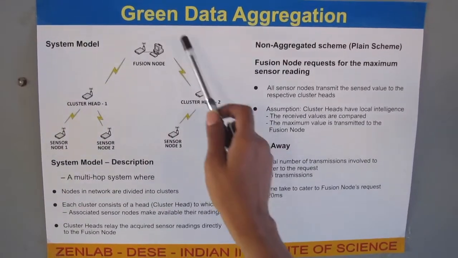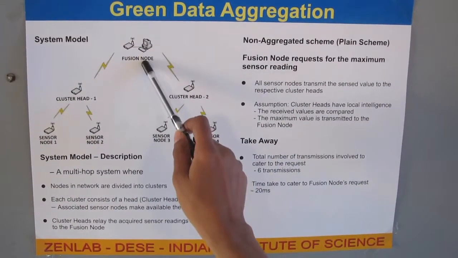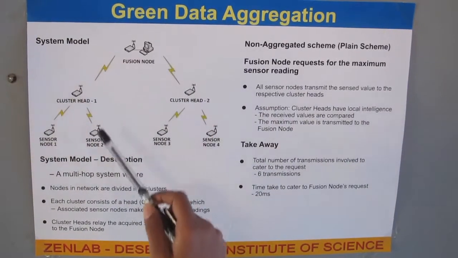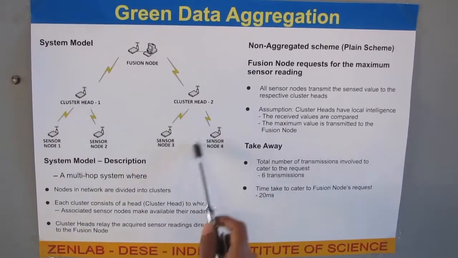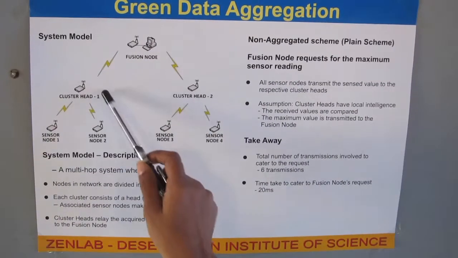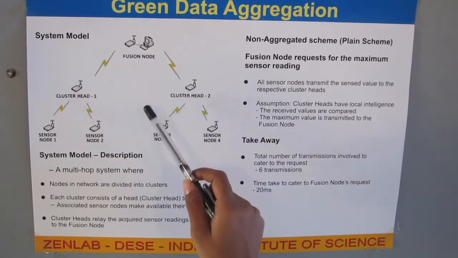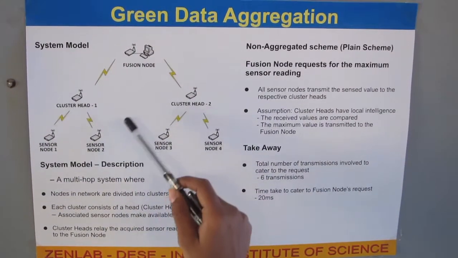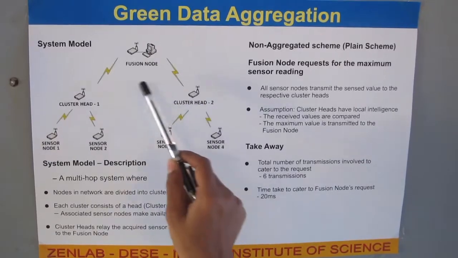In this system model, first the fusion node discovers the topology of the network by broadcasting a packet to all the nodes in the network. On receiving this packet, the cluster heads register themselves directly to the fusion node, and the sensor nodes send their registration packet via the cluster heads.